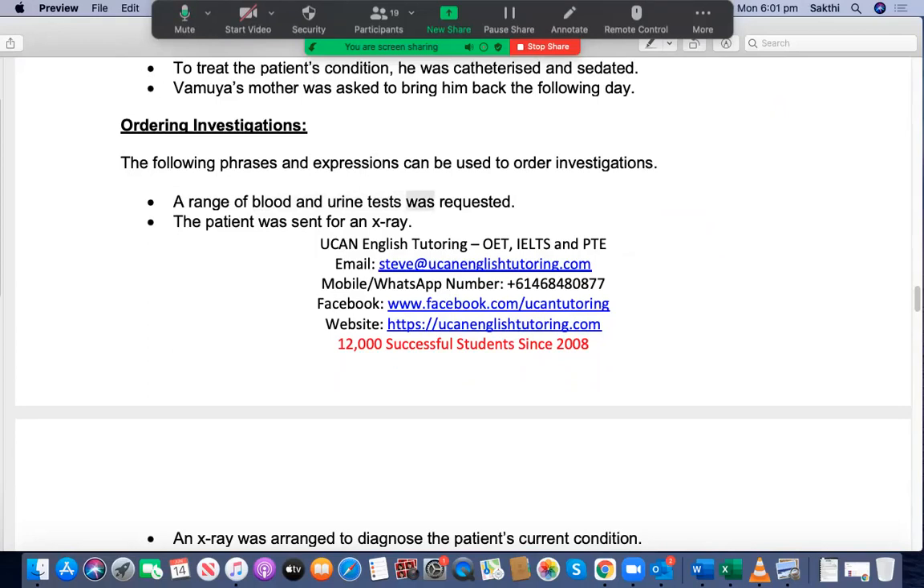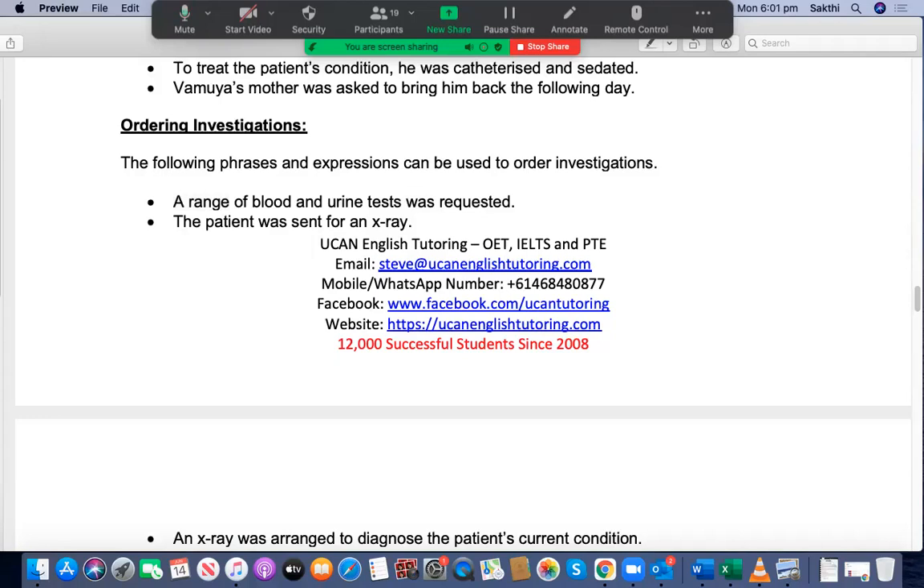This is correct. The reason is that this verb, "was," is not referring to the tests. It is referring to a range. A range is a singular noun. So we have to use "a range of blood and urine tests was requested," not "were requested." If you write it down, it is grammatically incorrect.